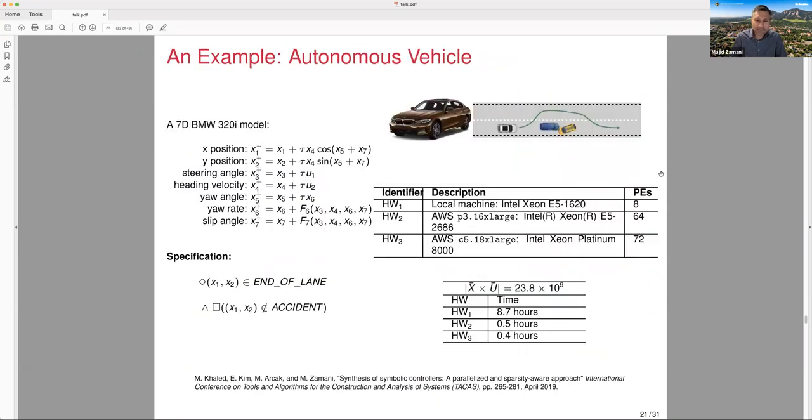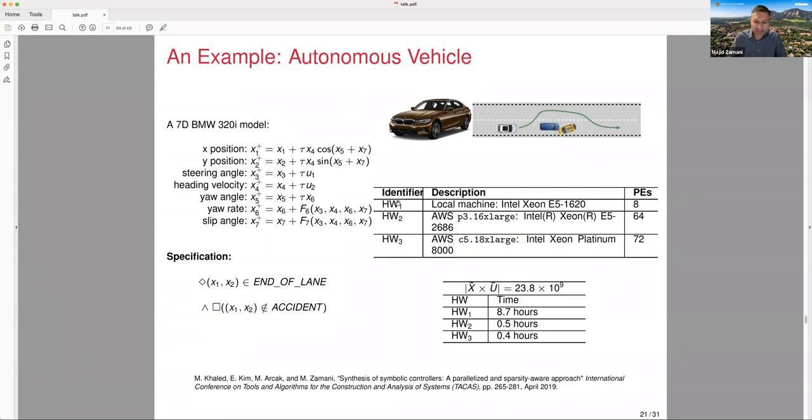So let me apply this idea of parallelization and also some sort of sparsity in the dynamics, which I present in the form of interconnection of components, on a rigorous example. We applied the method on a 7-dimensional BMW 320i model. This is the mathematical model of the BMW. And you see, we are considering yaw angle, slip angle. So this is a good model if one is interested in crazy maneuvers of the car. The specification is that the car is driving on the lane, and then there is a crash all of a sudden in front of the car. The car should autonomously avoid colliding with this crash, and then come back to its travel lane after avoiding colliding with these cars.